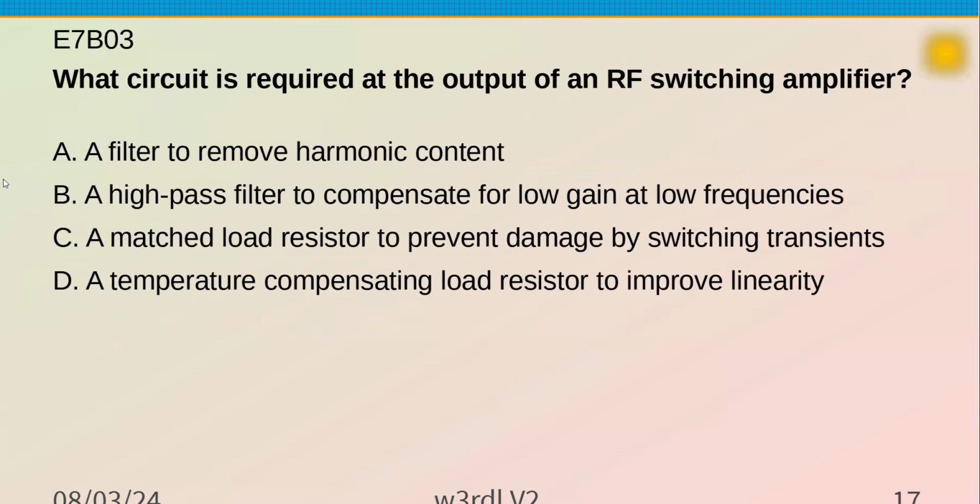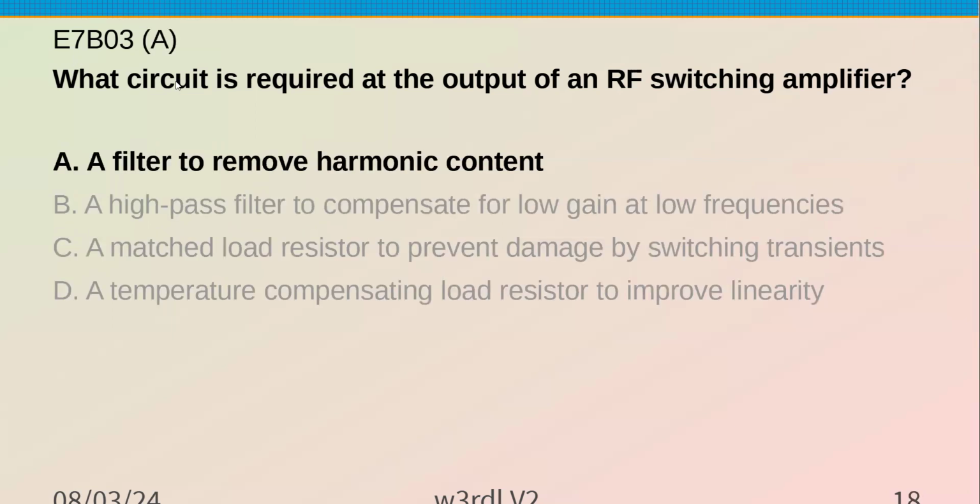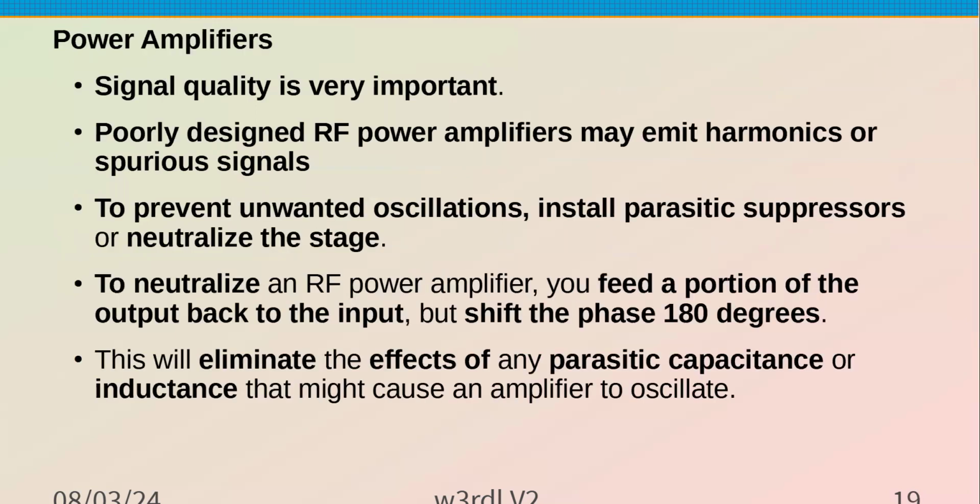What circuit is required for the output of a switching amplifier? There are multiple harmonics of the fundamental frequency, twice, 3 times the higher frequency. You need a low pass filter that only passes the fundamental you're trying to reproduce and blocks all the higher frequencies. Okay.